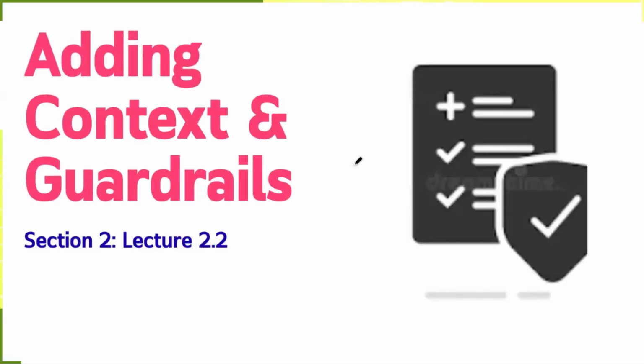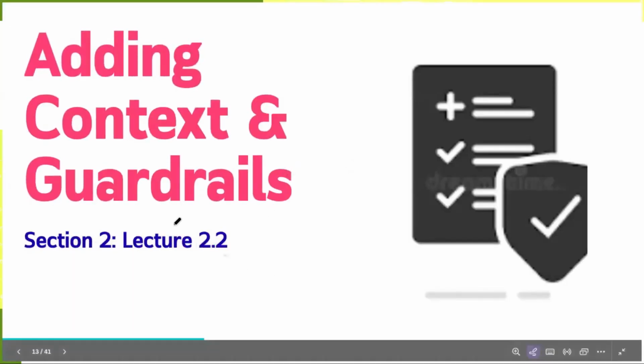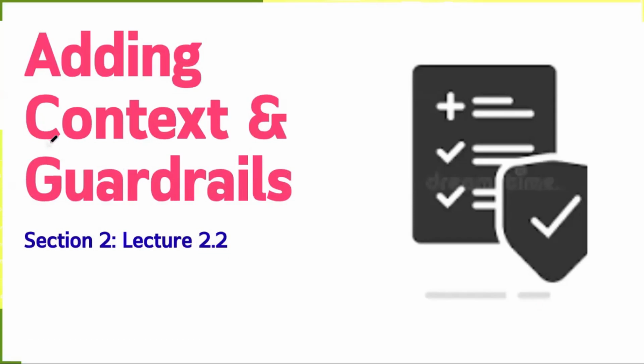Welcome back. In this lesson, we are going to focus on two skills that actually improve the quality of your AI interactions: adding context and setting guardrails. If you have ever had a model produce vague answers, invent details, or drift away from what you asked, it is usually because the prompt didn't give it enough structure. In this lesson, I will show you how to fix that with a few simple techniques.